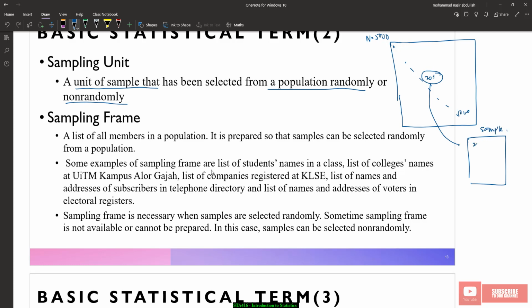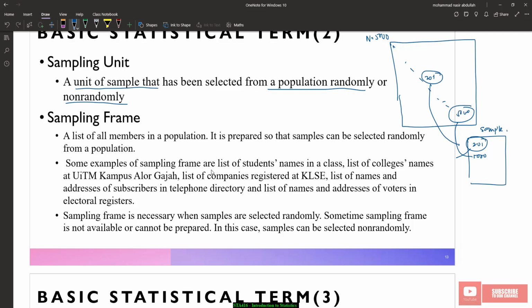So this is called a sampling unit, right? A unit of sample. Maksudnya 201 sample, a student number 5,000. This is what we call a sampling unit. Boleh faham? So now let's look at another term, which is a sampling frame.